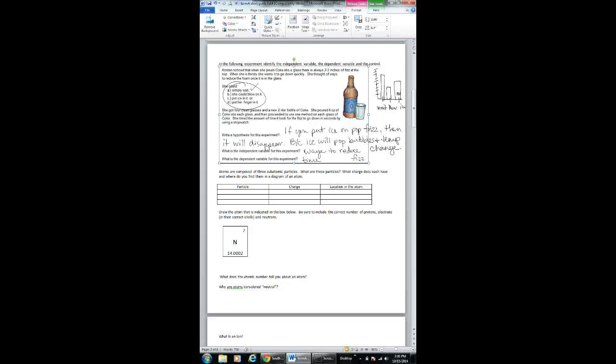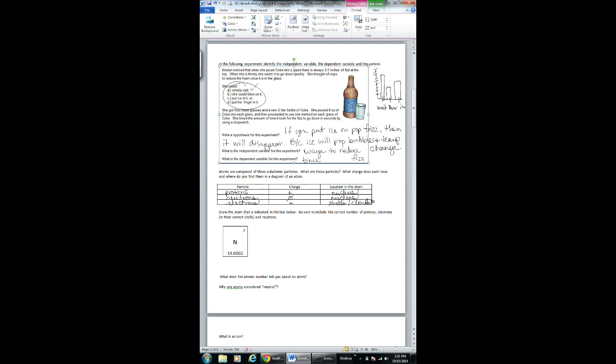Okay, now this would be moving into chapter 2. Atoms are composed of 3 subatomic particles. So the 3 particles are protons that have a positive charge, and they are in the nucleus. Then we have neutrons that are neutral, and they are also in the nucleus. And then we have electrons that are negative, that are in the shells, or you could say cloud if you want.